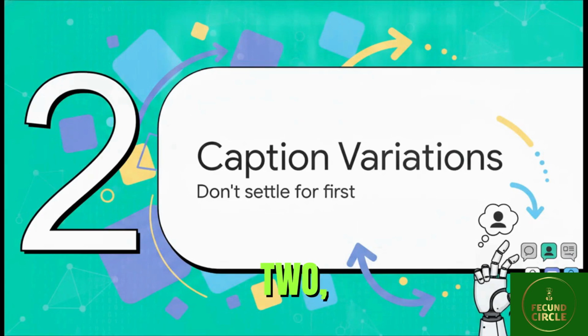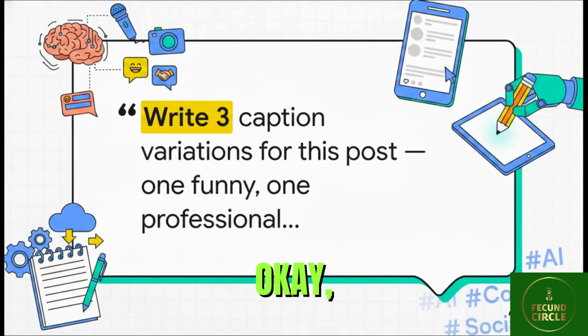Moving on to step 2, caption variations. And the golden rule here, never, ever settle for the first draft. Okay, I have to issue a serious warning on this one. Never just accept the very first caption the AI gives you. Honestly, that first pass usually sounds a bit robotic, right? Kind of generic? Instead, use this specific prompt.